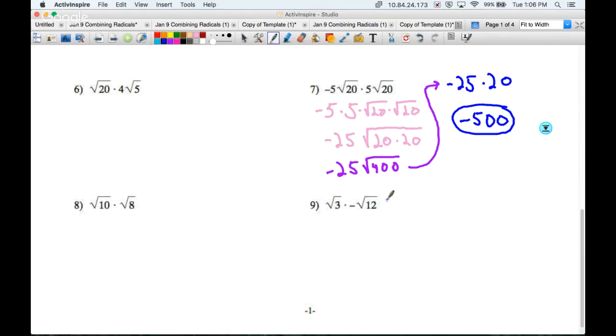Let's see, number 9 looks maybe kind of tricky. Rearrange this. I'm going to bring a -1 in front. Let's bring that in front. Root 3, root 12.